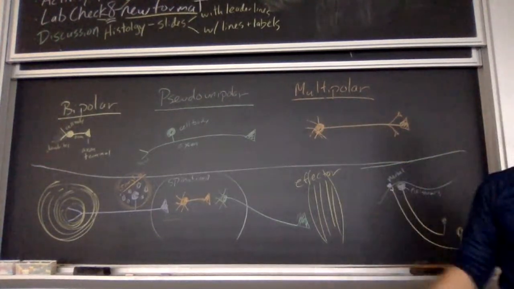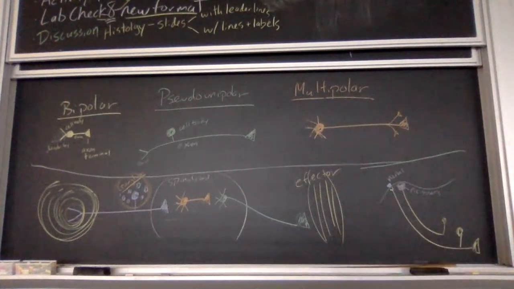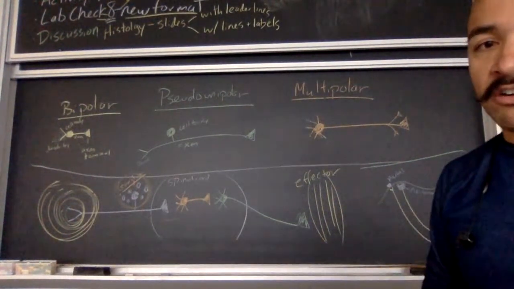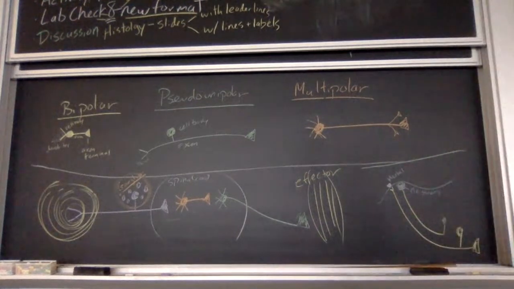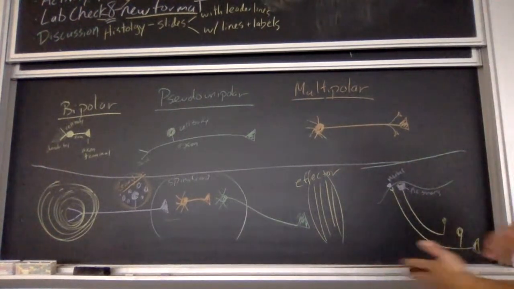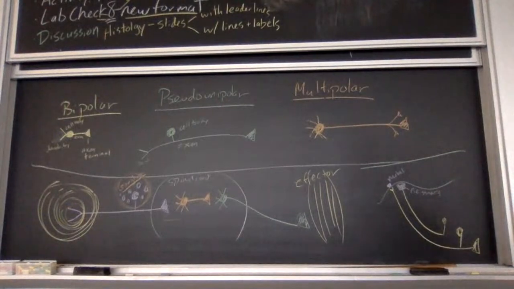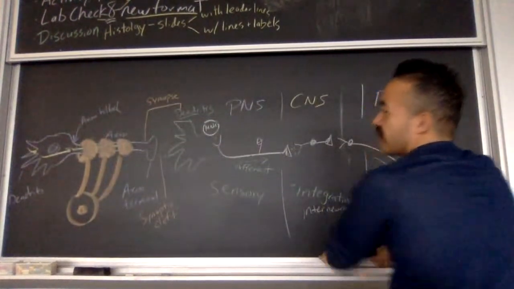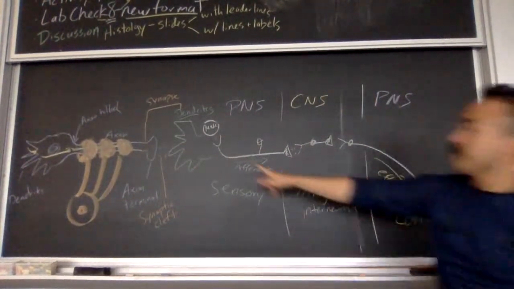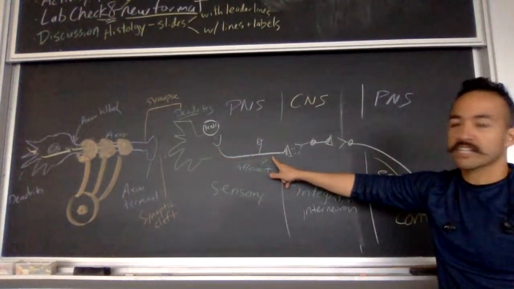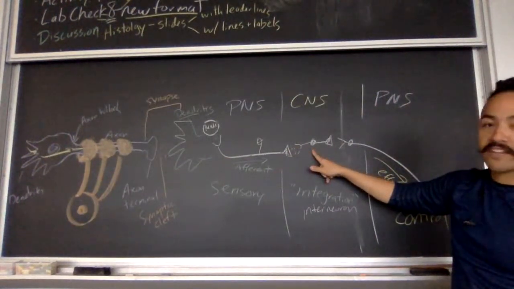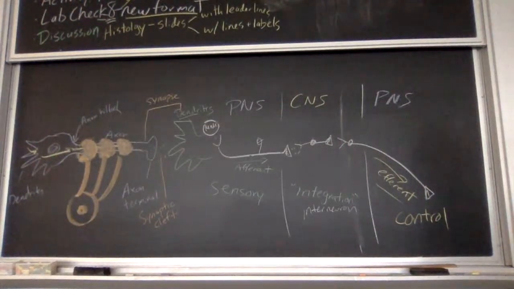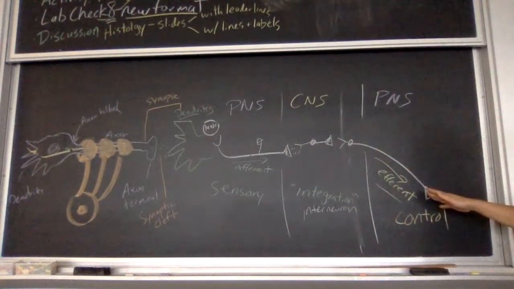Multipolar neurons, again, are interneurons, so either fully within the brain or spinal cord, or they're motor neurons, like somatic motor neurons are multipolar. If you want to take a picture of this, here's this drawing. If you wanted this one, what I was showing here: sensory afferent, interneuron in the central nervous system, motor neuron out here, efferent pathway.